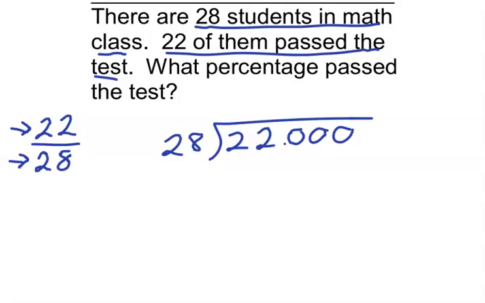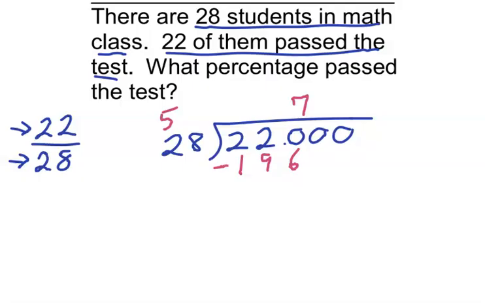How many times does 28 go into 2? It can't. Can 28 go into 22? No. Can 28 go into 220? Yes, I think it will. And I'm pretty sure, let's try 7 first and see if that works. 7 times 8 is 56. Okay, and then we have 7 times 2, which is 14, plus 5 more is 19.